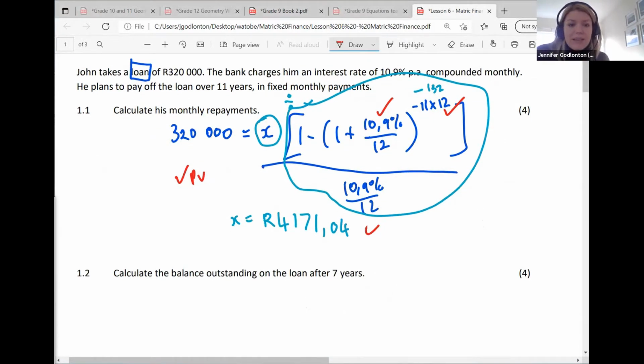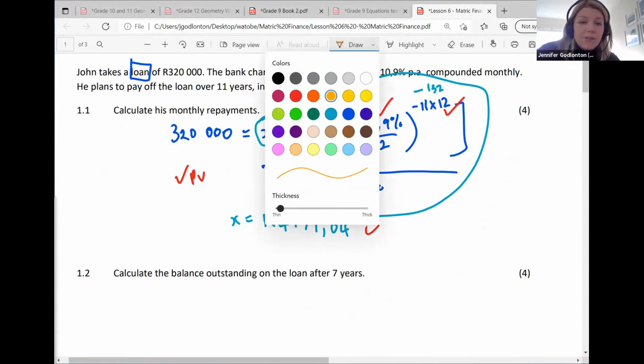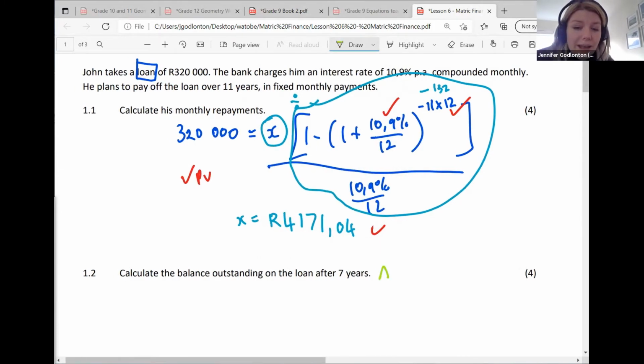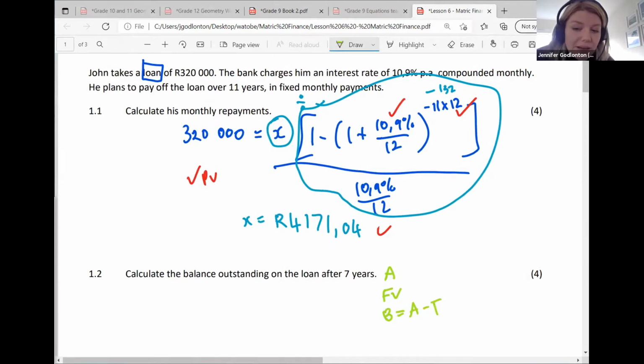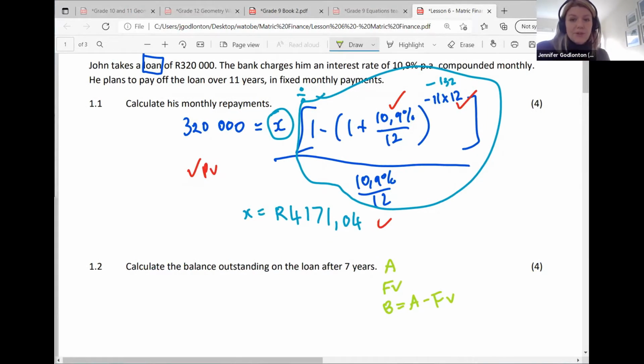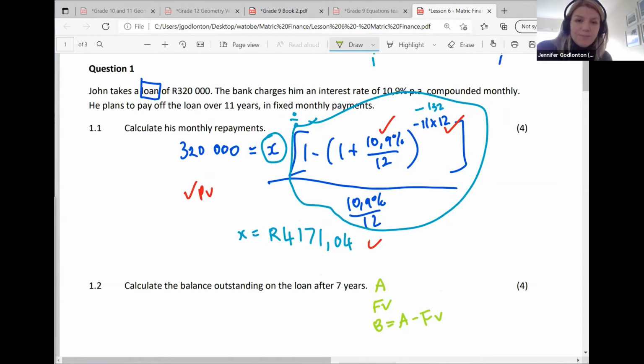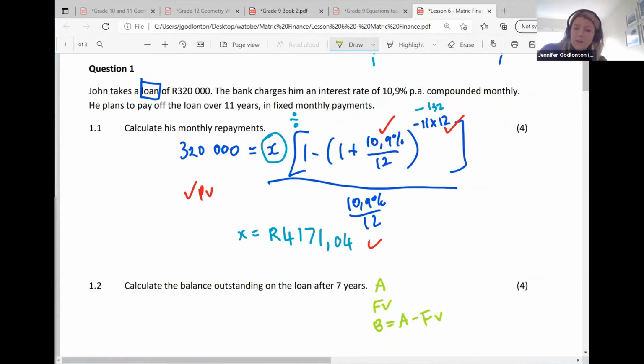Second part is calculate the balance outstanding on the loan after 7 years. Now, I'm not going to write the whole thing because I want you to think about this as if you're in a test situation, but I want you to think about what we spoke about in our last lesson. Find your A, find your FV, and then know that your balance is your A minus your FV. That's my hint to you. Okay, so have a look at the question. Again, this one is out of 4 marks.